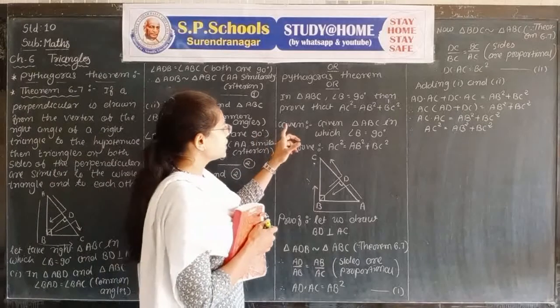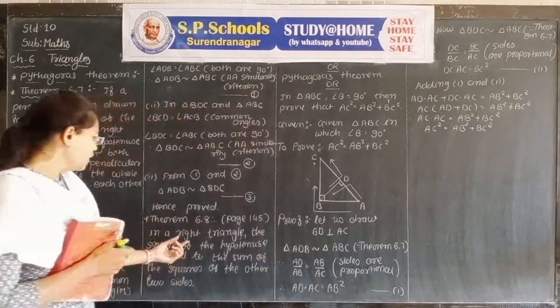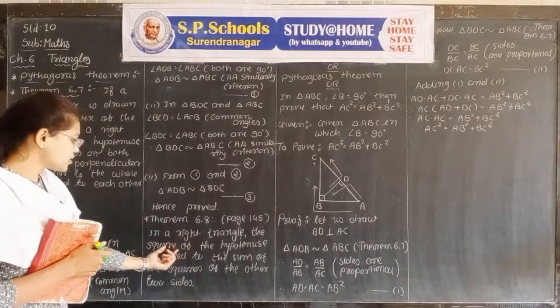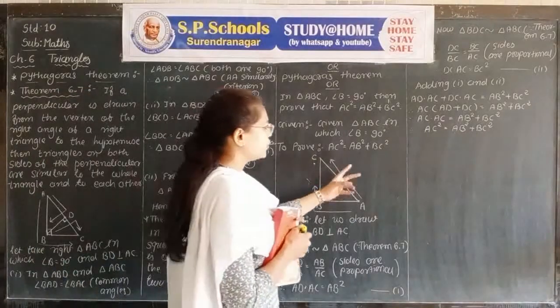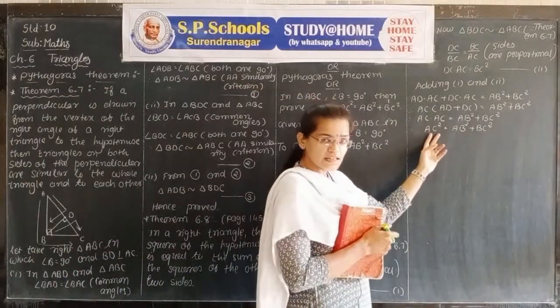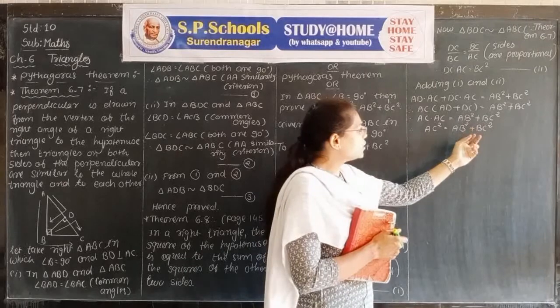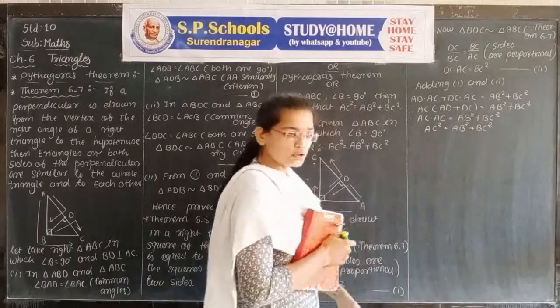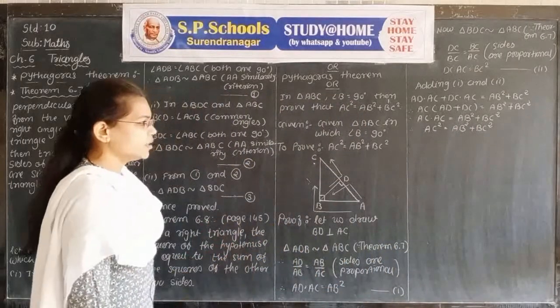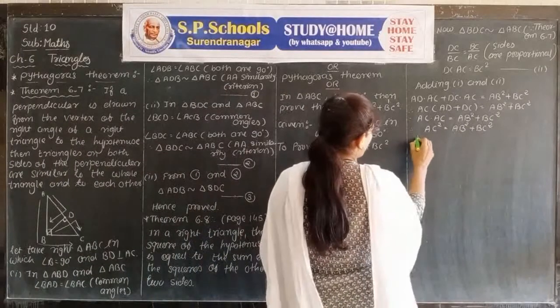The statement says that in a right triangle the square of the hypotenuse AC square is equal to the sum of the squares of the other two sides, which is AB square plus BC square. Hence the proof of the theorem.